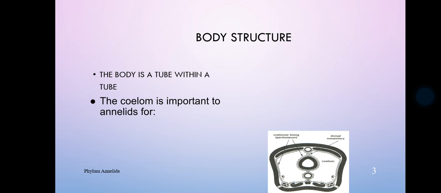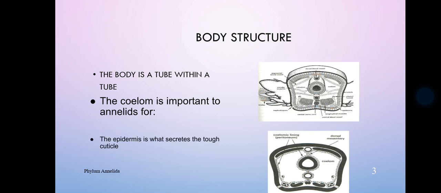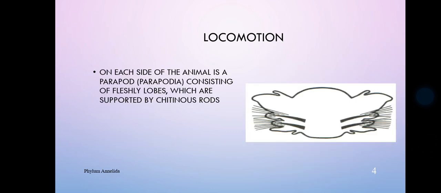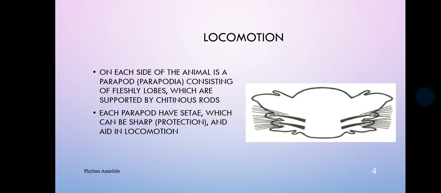The coelom is important to annelids, and the epidermis is what secretes the tough cuticle. Locomotion: on each side of the animal is a parapodia consisting of fleshy lobes which are supported by chitinous rods. Each parapod has setae which can be sharp for protection and aid in locomotion.